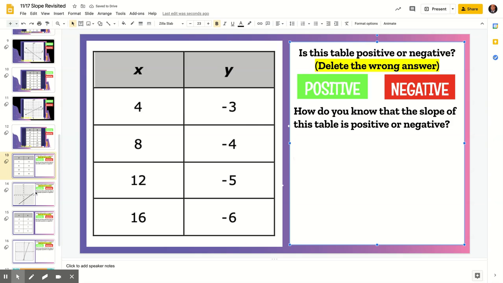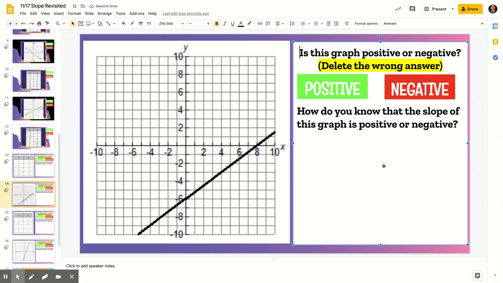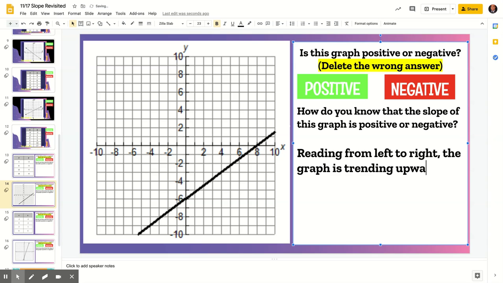Using an example of the graph, maybe you could say, well, reading from left to right, the graph is trending upwards, so the slope is positive. Okay. That's the extent of the answer. We need some real thought in your answer.